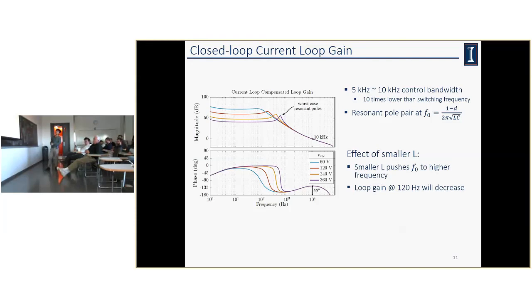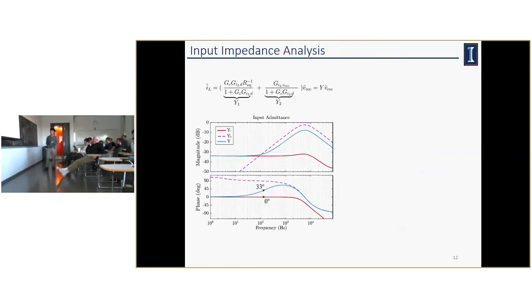Traveling from the crossover frequency to the resonant pole, if the pole is at a higher frequency, you have a relatively low gain at 120 hertz. Which means that with a smaller L, you will have a lower gain at 120 hertz, and your input impedance is not as resistive.